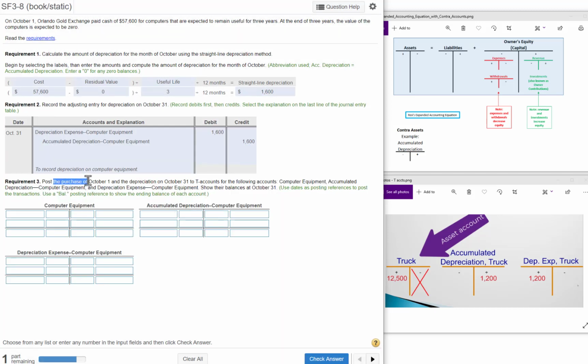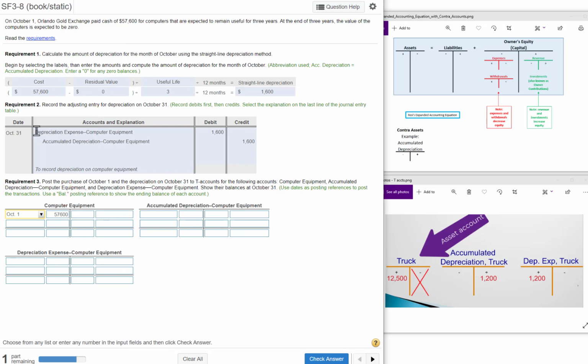Then they want us to post the purchase on October 1 and then the depreciation, and then show the balances as of the end of October 31. Now they don't have cash in here, so we're going to ignore cash, but on October 1 they paid cash of $57,600 for the computer equipment. And in the real world, you'd also have a T account for cash. You would lower that, but that's not the emphasis of this problem, so we're going to skip it.